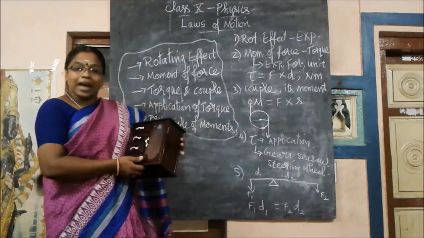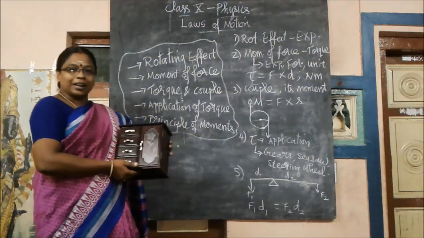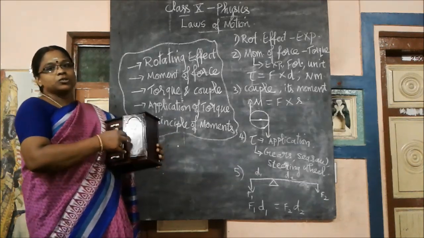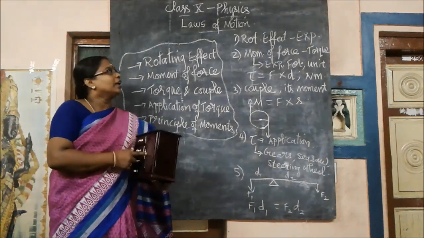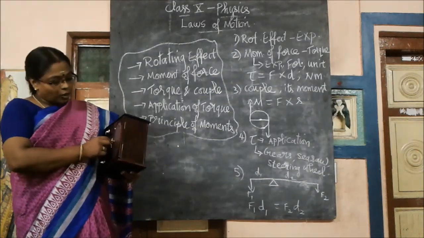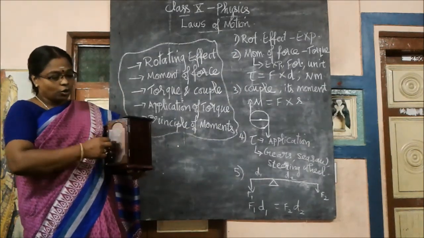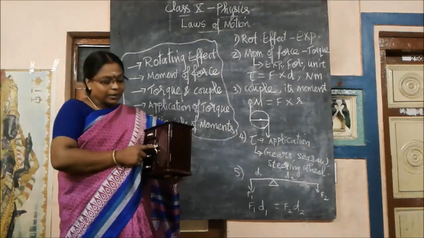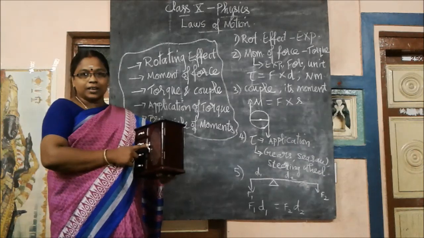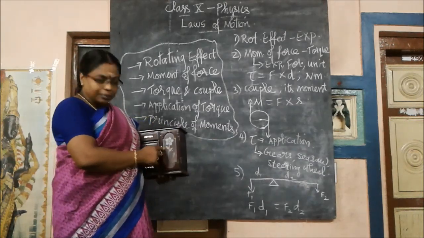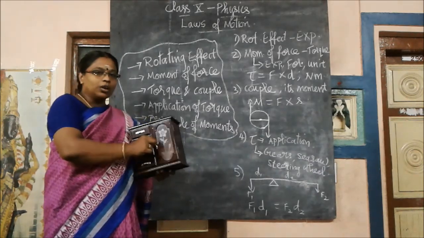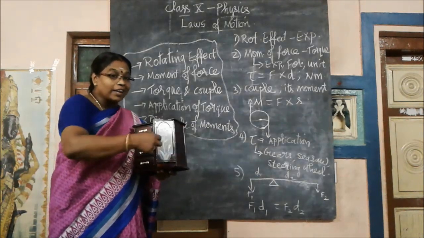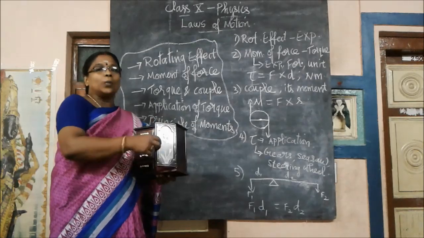To explain that, I have a jewelry box arrangement here. This will have one door-like arrangement here. So using this, I'll explain that rotating effect. Now this door, usually the doors are fixed at one point, and the handles will be provided only at the edges and not anywhere here, because only when the handles are attached here, the rotating effect of the force will be more.